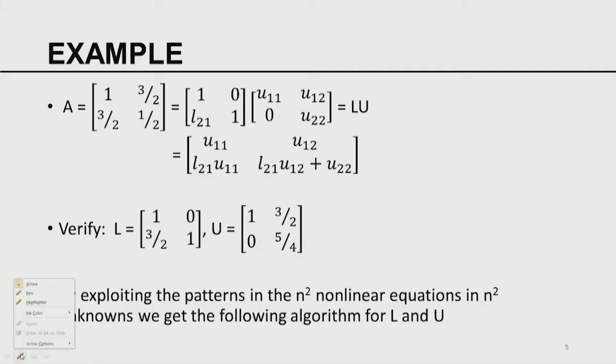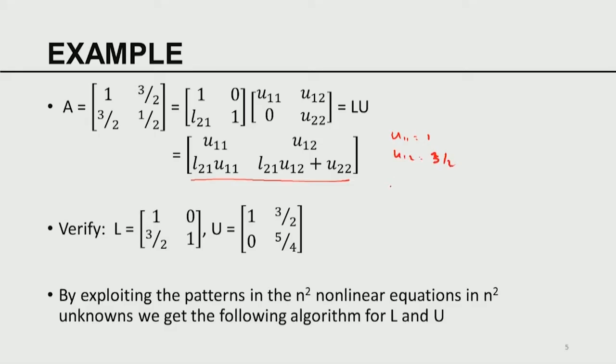Suppose I'm given, so I'm now going to take an example of a symmetric matrix. In general, the above decomposition holds good for any matrix, but for reasons that we are interested in symmetric matrix, I'm going to start with the simple symmetric matrix. Let A be the symmetric matrix. Let L be this, U be this. L and U follow the conditions that we have already stated. If you multiply L and U, I get a matrix which is given by this. Now I have to equate U11. So from here, you already get U11 is equal to 1. You also get U12 is equal to 3 by 2.